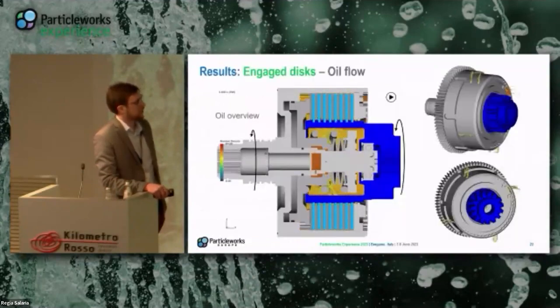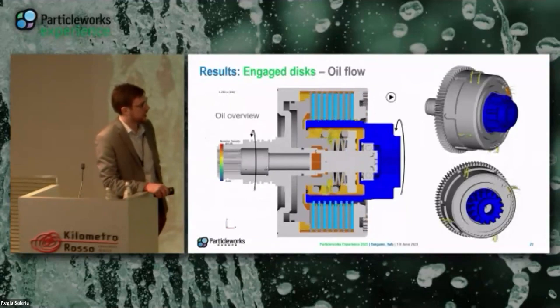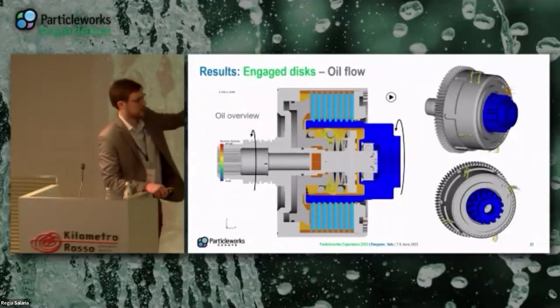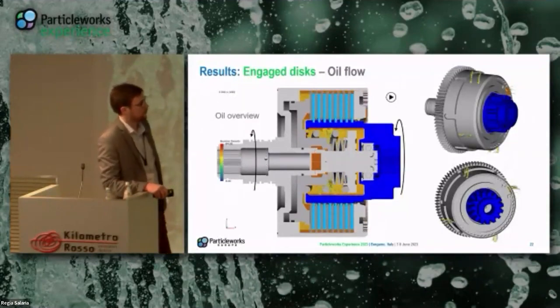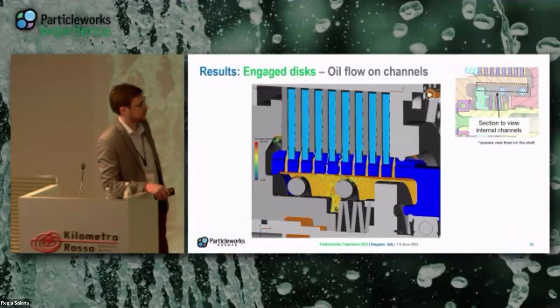Okay. So here again a section of the system. Here you don't see the channel just because it's not a fixed section. So the section is not rotating together with the shaft, but it's just fixed. And you can see the oil distribution. So also here, this is a detail on the channels.